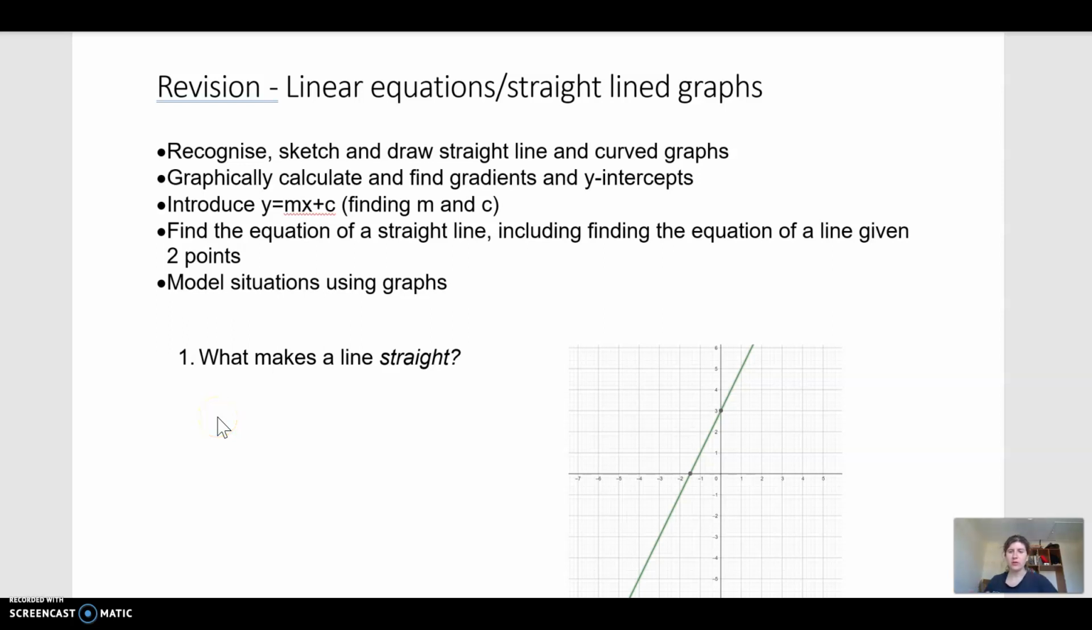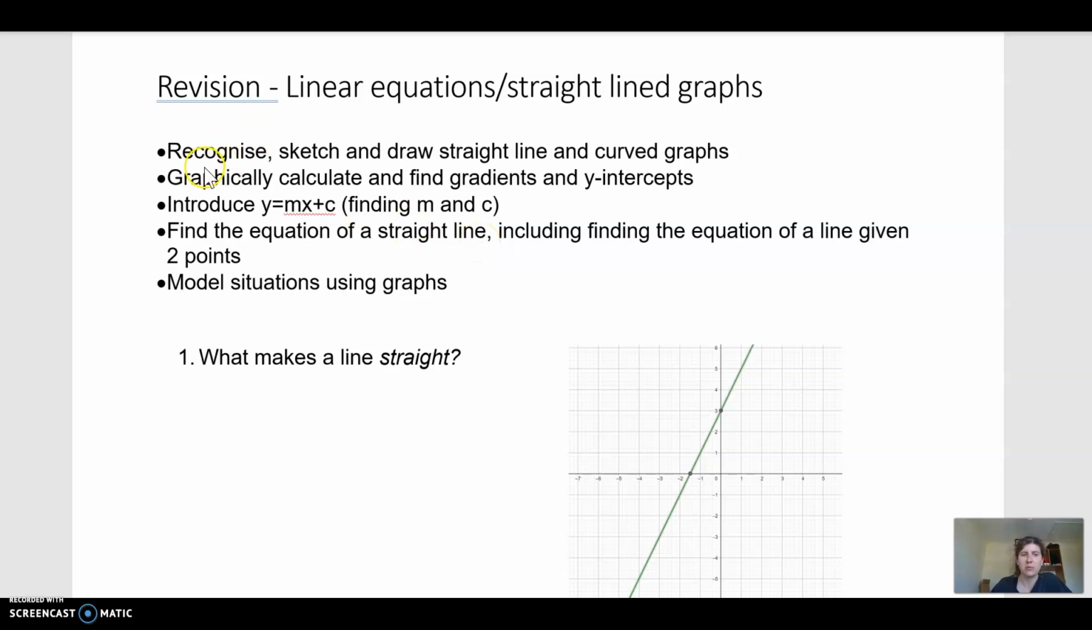Alright, hi everyone. So here's your first 15-minute revision video, and this one's going to be on straight line graphs, which is obviously an area that everyone feels like they need to work on. These are the things that you need to be able to do for your exam, and I'm going to try and cover all of these as much as I can in as little time as possible.